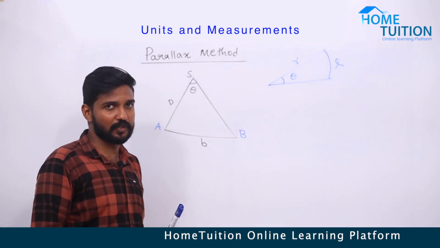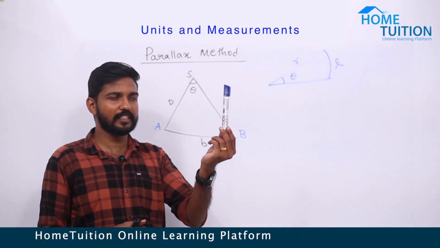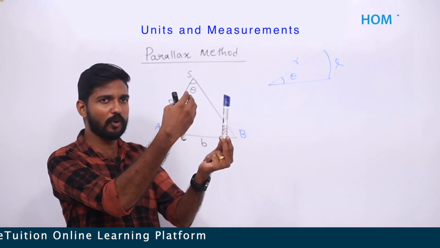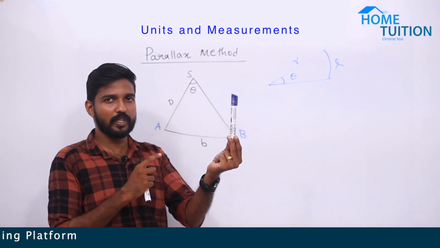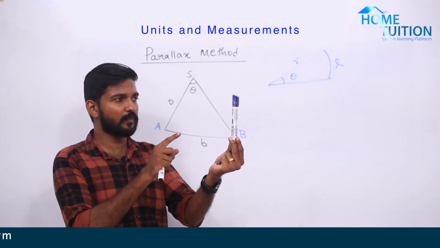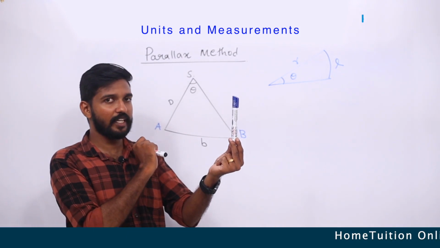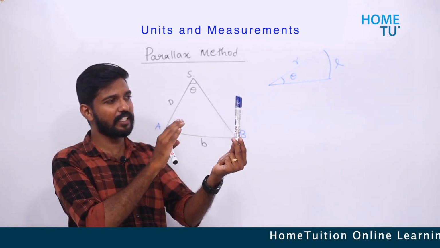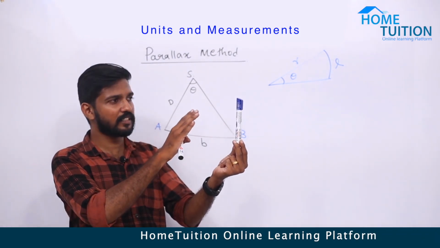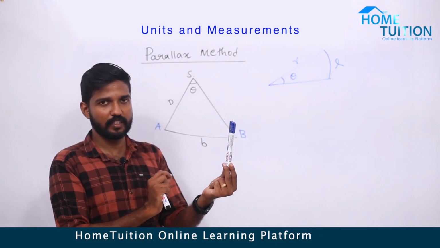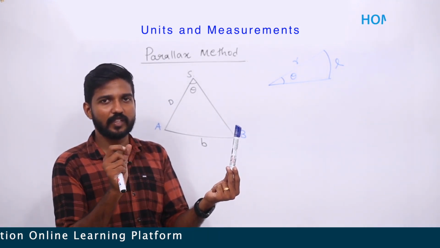So what is parallax actually? It's a property of the eye. Suppose I'm looking at this pen, and I have a wall in the background of this pen. First, I'm looking at the pen with my right eye, so the left eye is closed. Then when I close my right eye and look at the pen with my left eye, you can notice that the position of the pen has shifted through a small distance. It's not the same. That shift is known as parallax.